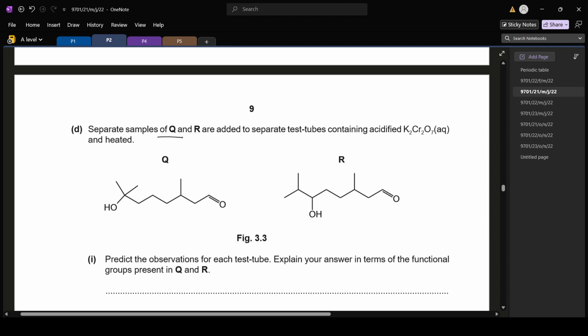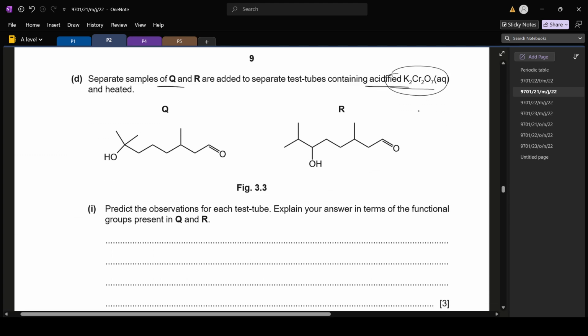Part D. Separate samples of Q and R are added to separate test tubes containing acidified potassium dichromate(VII), and heated. Predict the observations for each test tube. By the way, this potassium dichromate has a color of orange, and when it reacts, as an oxidizing agent, the color changes from orange to green. Explain your answer in terms of functional groups present in Q and R.